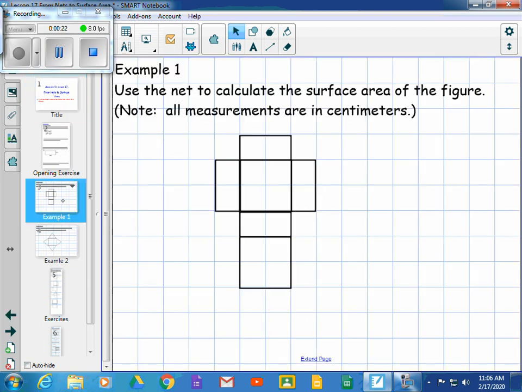I'm going to skip ahead to example 1. And here they're asking us to use the net to calculate the surface area of the figure. And all measures are in centimeters, so that tells us that our grid is made up of 1 centimeter squares.